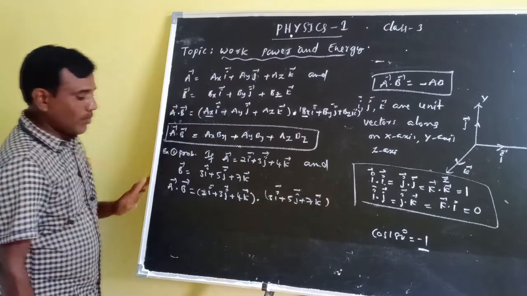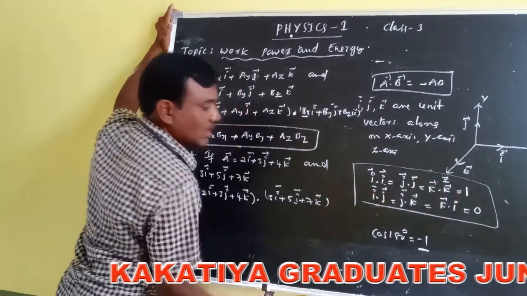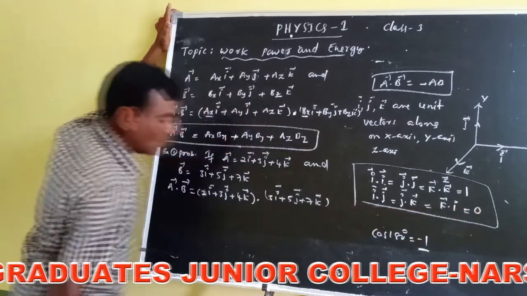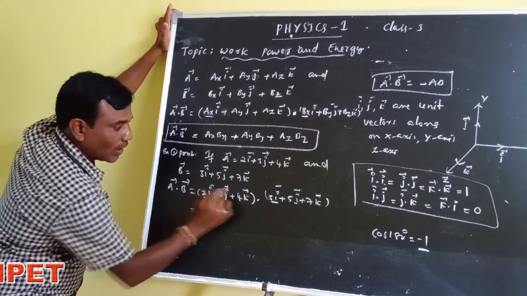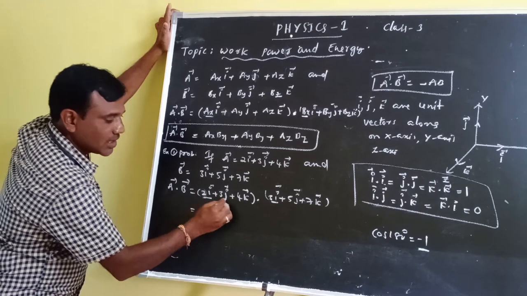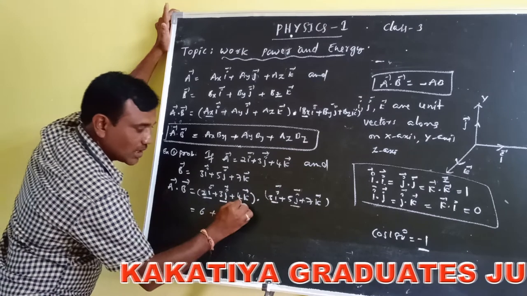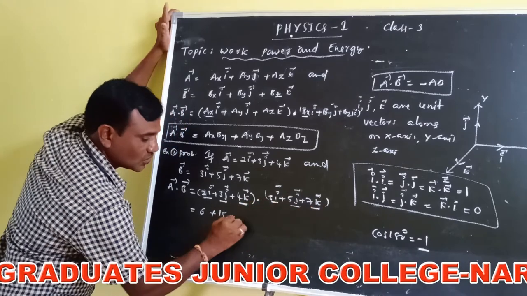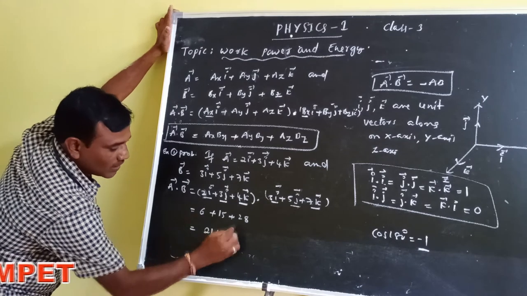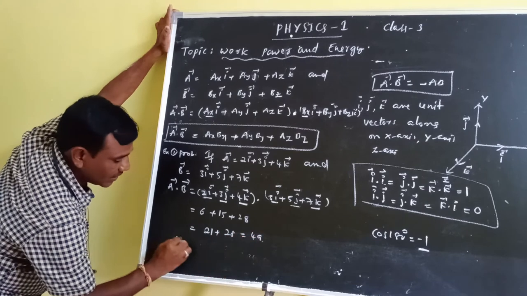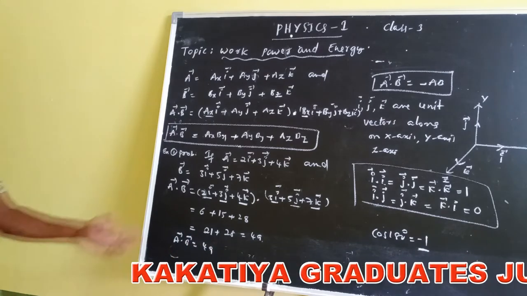What is the formula now? The dot product of the same unit vector is equal to 1, and the dot product of different unit vectors becomes 0. Now 2i and 3i: 2 times 3 is 6, i dot i is equal to 1. Plus 3j and 5j: 3 times 5 is 15, j dot j is equal to 1. Similarly 4k and 7k: 4 times 7 is 28, k dot k is equal to 1. So 6 plus 15 plus 28 is equal to 49. Then A vector dot B vector is equal to 49. This is an example for scalar product.